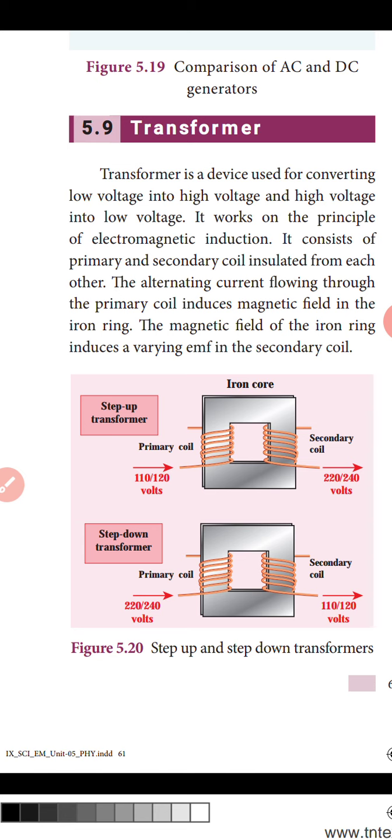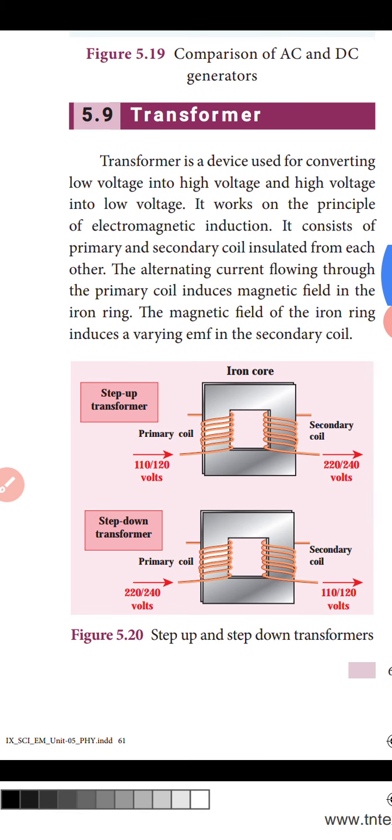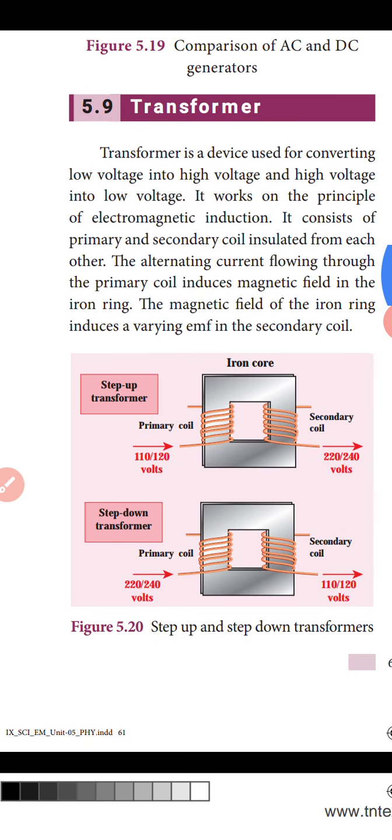What is meant by a transformer? It is a device used for converting low voltage into high voltage and high voltage into low voltage. It works on the principle of electromagnetic induction. It consists of primary and secondary coils insulated from each other. The alternating current flowing through the primary coil produces a magnetic field in the iron ring. The magnetic field of the iron ring induces a varying EMF in the secondary coil.